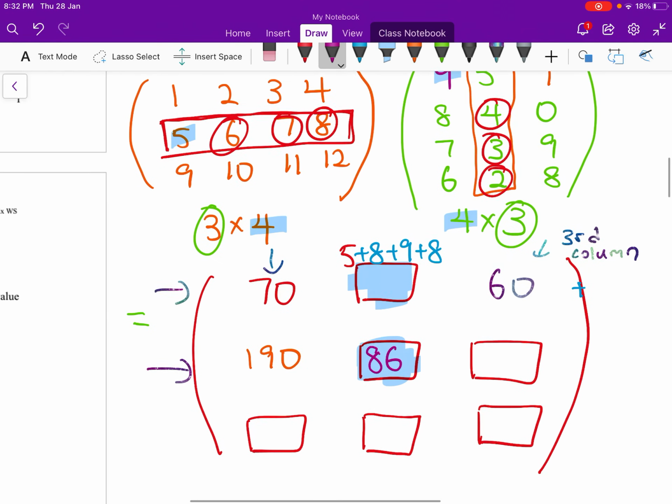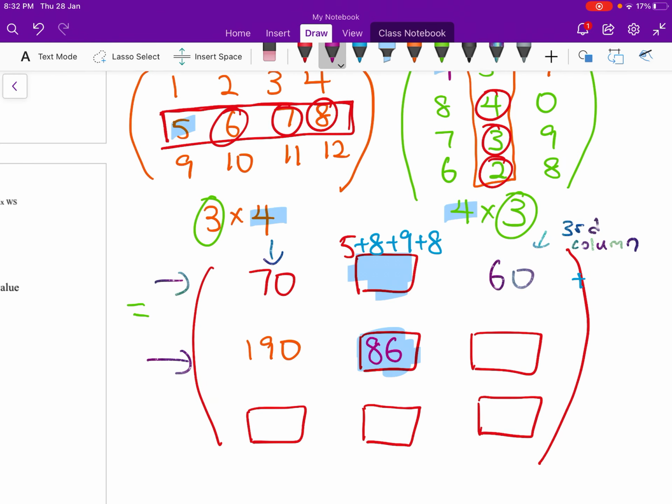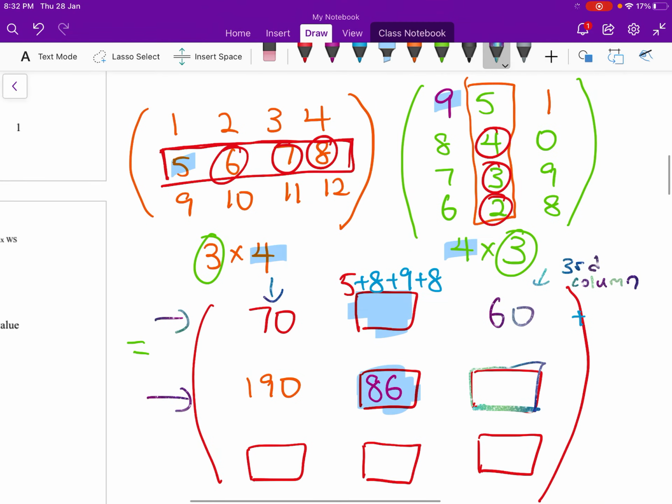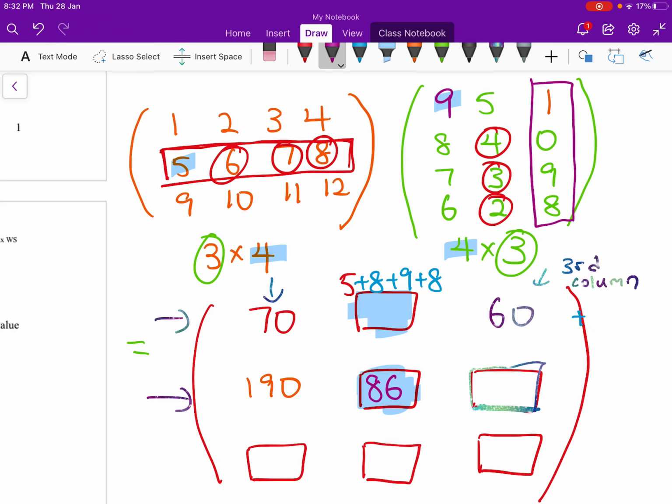Alright. So let's move on to the second row, third column. Of course, we are still in the second row, but we move on to the third column already. So third column is here. Second row, third column.